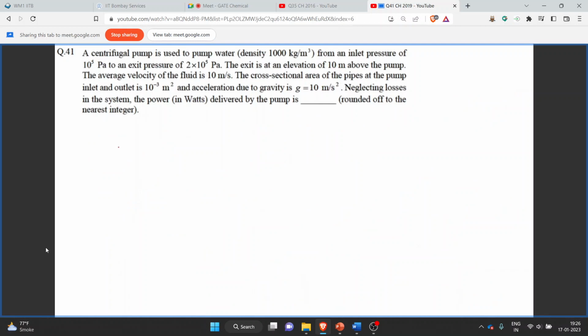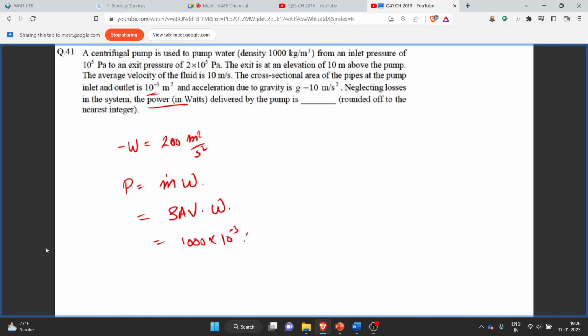So the work required we found out as 200, and in the question we have been asked to find the power. So power is defined as mass flow rate times the work done. The mass flow rate we can calculate using rho A v, into W. So density is 1000. Area we have been given as 10 raised to minus 3 meter square, into velocity 10 meter per second, and then the work we have found out, that is equal to 200.